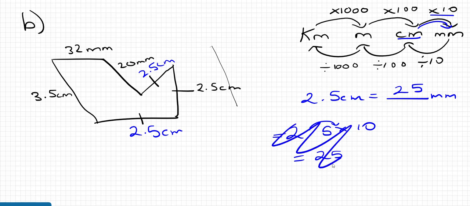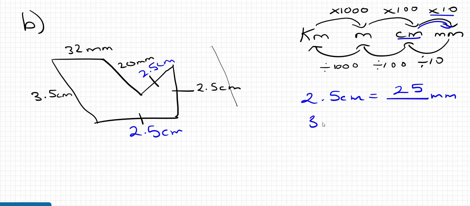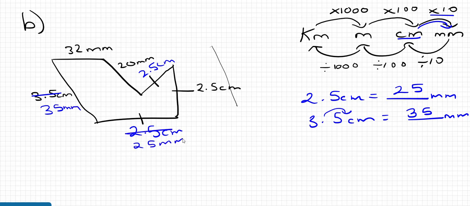Too easy. And the other one I need to do is change 3.5 centimeters to how many millimeters? Once again, we are multiplying by 10. So move it one spot and I get my 35 millimeters. And we have practiced this before. Okay, so I'm going to cross off my 3.5 and just write 35 millimeters here, 25 millimeters here, 25 there, and 25 there. All my sides are now in millimeters.